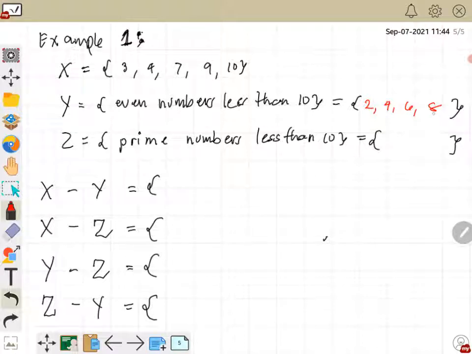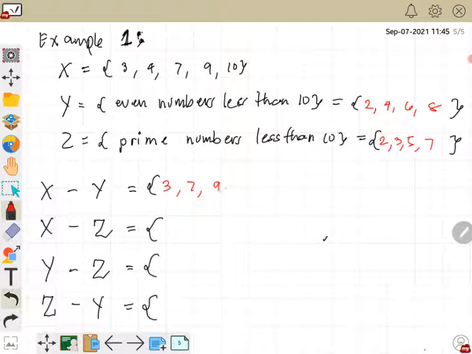Then prime numbers for Z, so that it will be easy for us to figure out later. Prime numbers less than 10, those are 2, 3, 5, 7. That's only 2, 3, 5, 7. So what is X minus Y? What does it mean by X minus Y? Those we can find in X but not in Y. Those elements that we can find in X but not in Y. What are those? 3. We can find 3 in X but not in Y. How about 7? We can find 7 in X but not in Y.